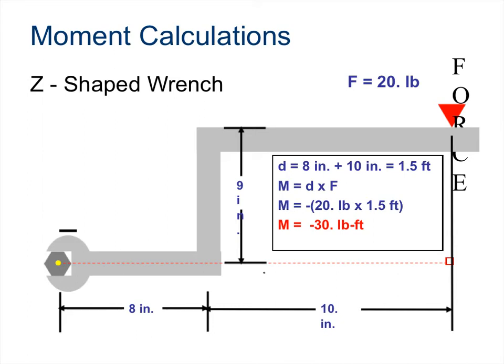Again, with this downward force about that point of rotation, that's going to yield a clockwise moment. Therefore, our final answer needs to be negative again. So for the Z-shaped wrench, our moment is negative 30 foot-pounds.